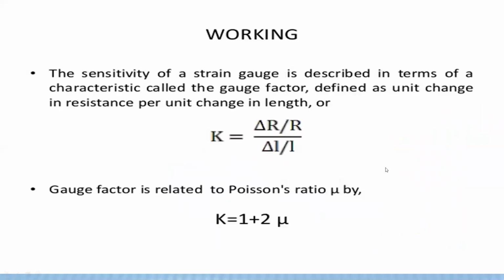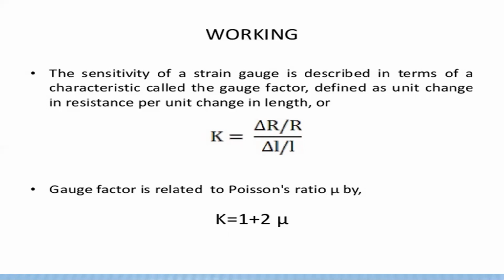Next, the sensitivity of a strain gauge is described in terms of a characteristic called gauge factor, defined as the unit change in resistance per unit change in length. When the length of the grid is changed, that is, the length of the strain gauge is changed, automatically the resistance is changed.